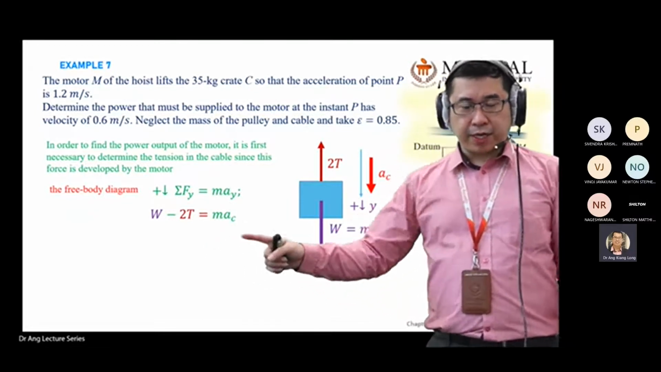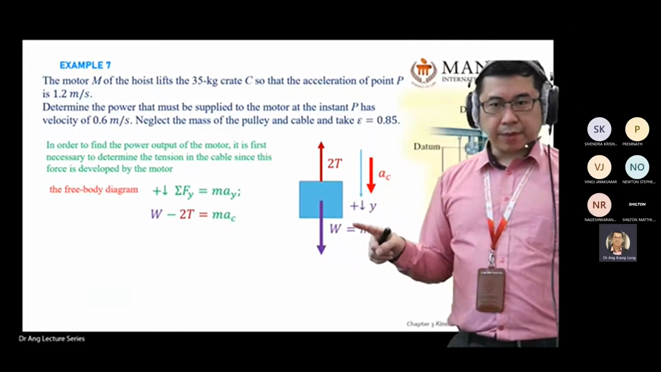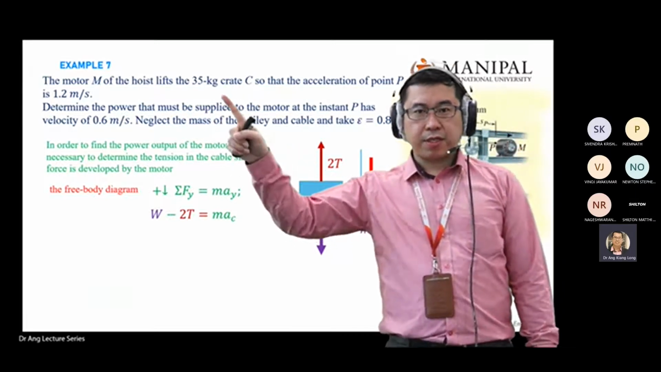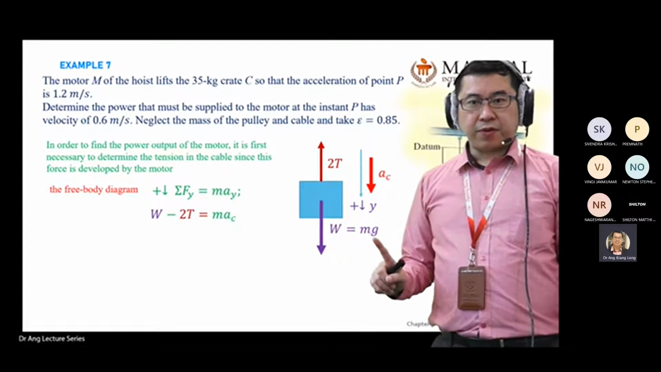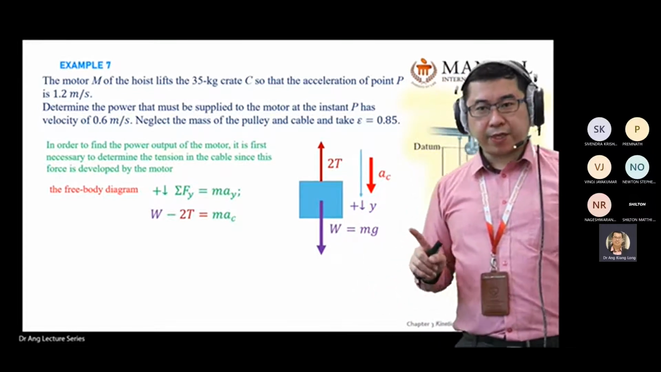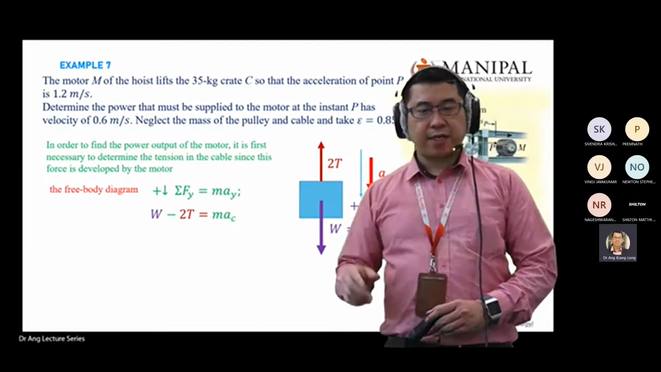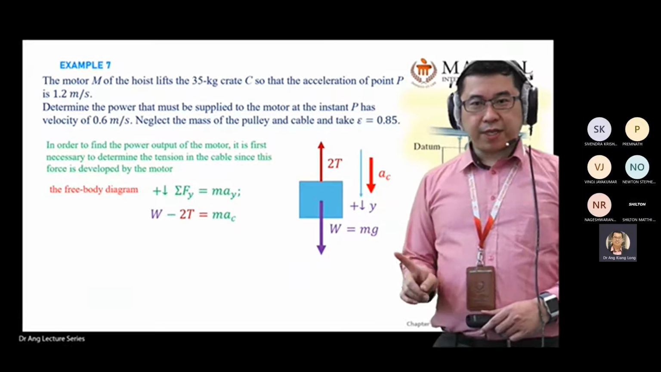So if you look at the equation, W you can find. W equals mg. Mass is given. Gravity, you know. For this module, gravity is 9.81, not 10, unless the question states to use 10. But throughout this module, gravity is 9.81. Yeah?